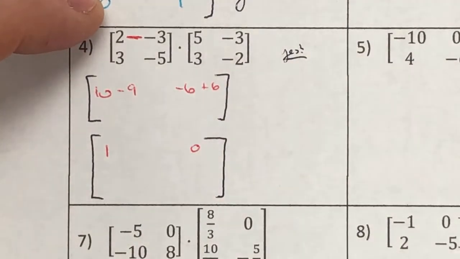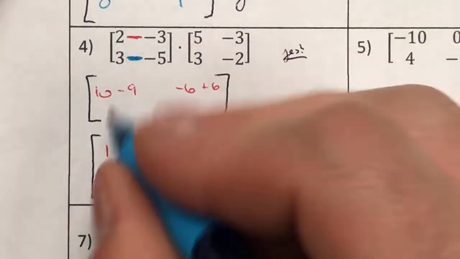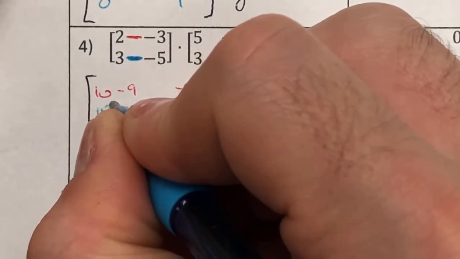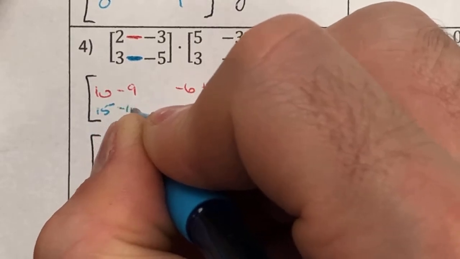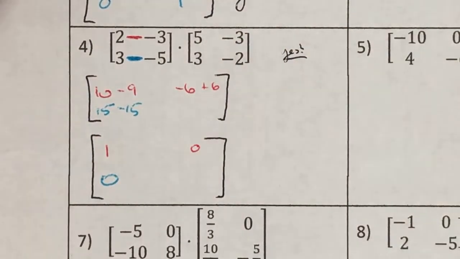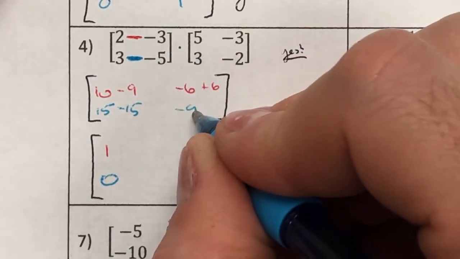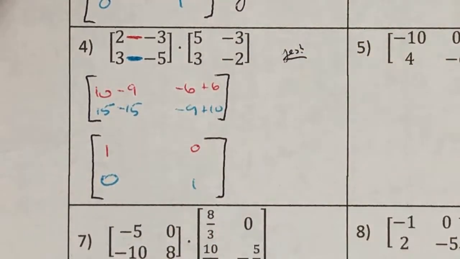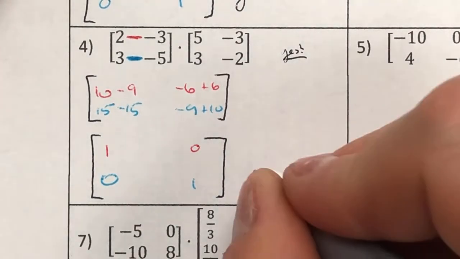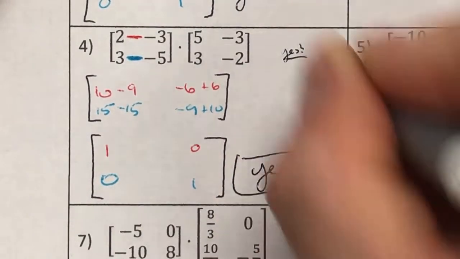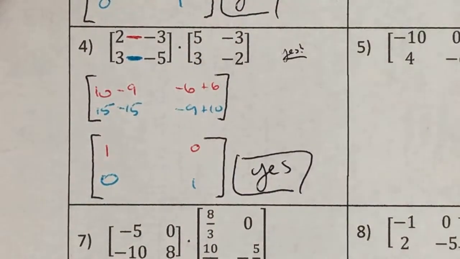So far, so good. Now I'm going to go with the second row. 3 times 5 is 15. Minus 15, which is 0. Next column, so let's say -9 plus 10. And lo and behold, our answer is yes. They are inverses of each other. So what looks to be the pattern holds true.